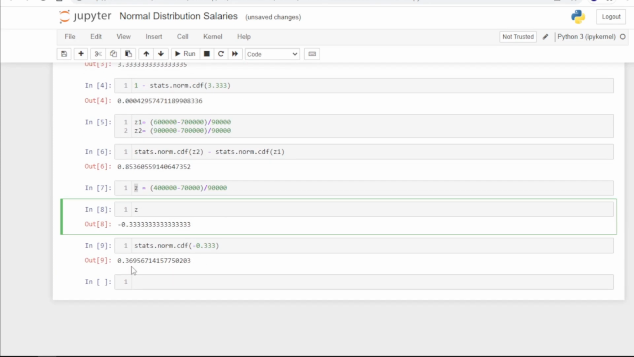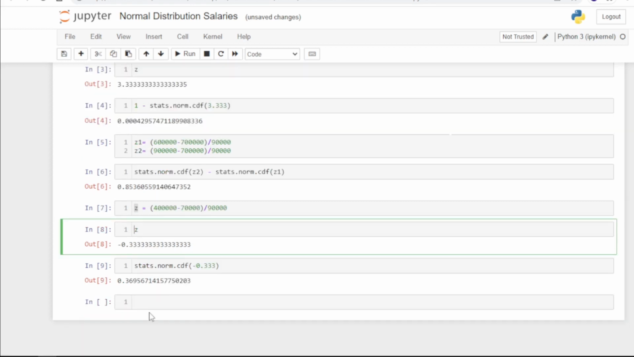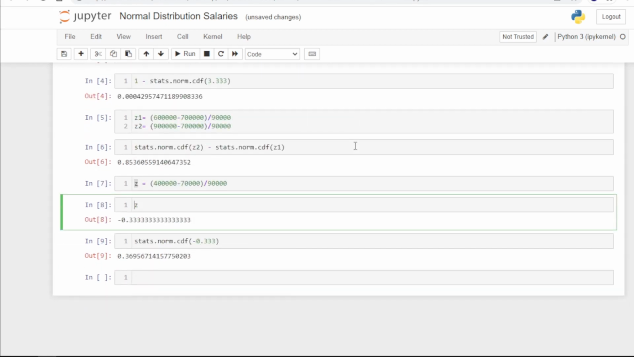So this is the probability, 0.36, or we can say 36% of data scientists in Chennai have salary less than 4 lakh per annum. That means 36% is the probability of those data scientists who have salary in Chennai less than 4 lakh per annum, right?